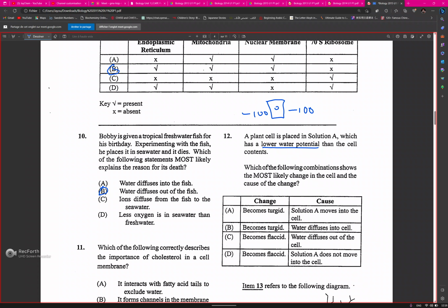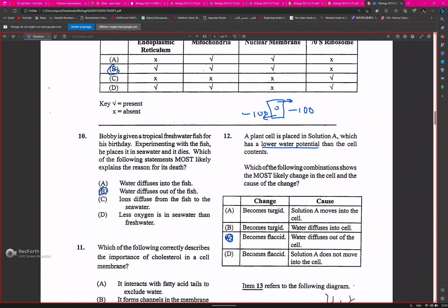What does water potential do to the cell? If outside has less water potential than inside, what type of solution is that? Hypertonic. And what happens within hypertonic solutions? Water flows out of the cell into the solution. And if water flows out, it makes the cell flaccid.